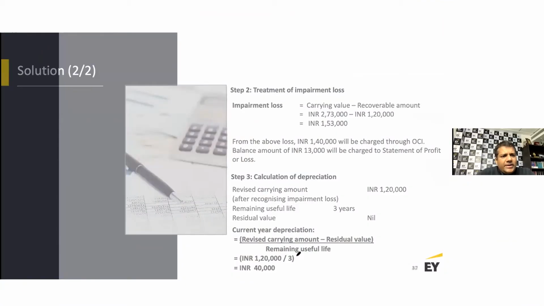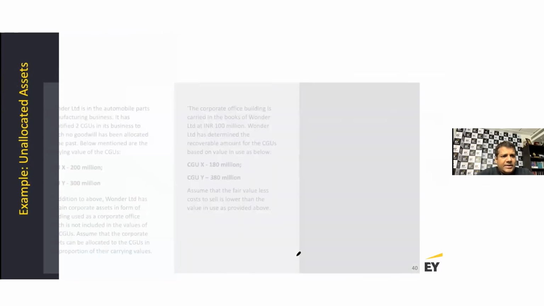So let's now look at this case study, okay? If there are unallocated assets, as we talked about, you do impairment testing first at the CGU level, then you do it at the unallocated level, and then at the overall level as well, to make sure everything has been considered here.